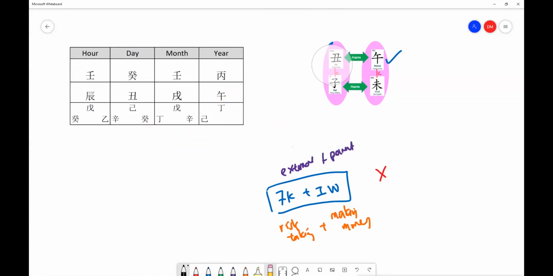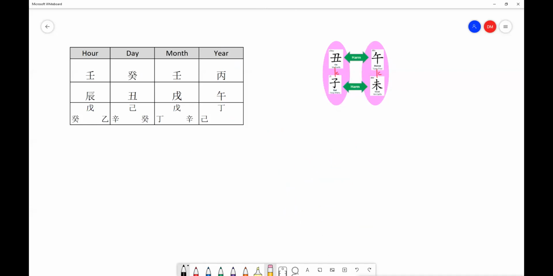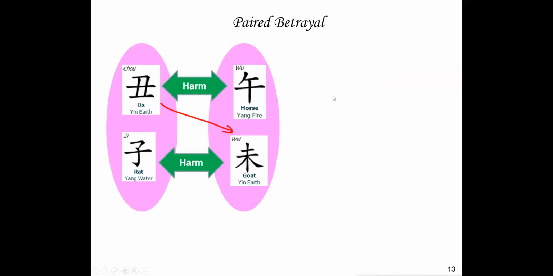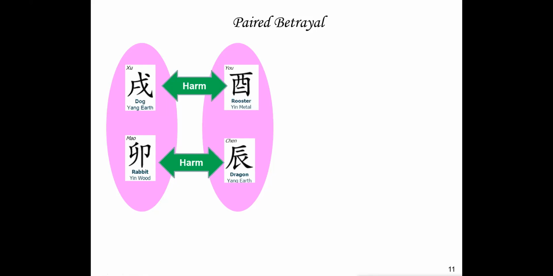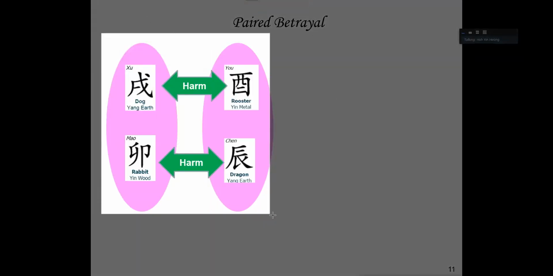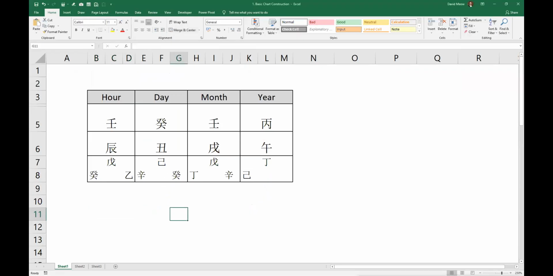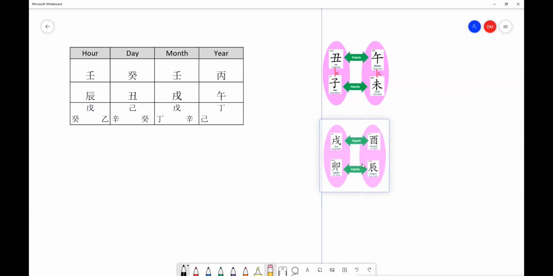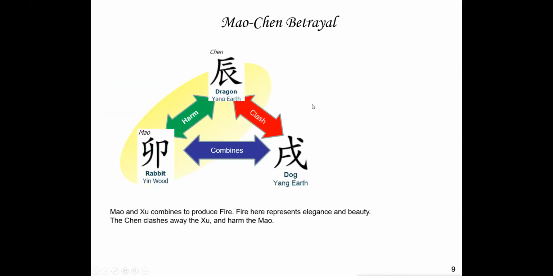There is also another pair here. What other pair can you find in this chart? Something to do with the dog. Yeah, dragon and rabbit. So there is another betrayal here. Again, the dog wants to combine with the rabbit, and the dragon wants to combine with the rooster. And once again, there is a harm. So once again, there is another harm. Therefore, there is a dragon and there is a rabbit.